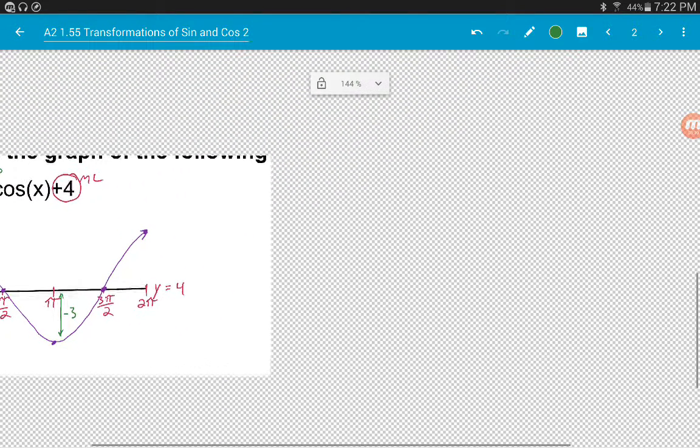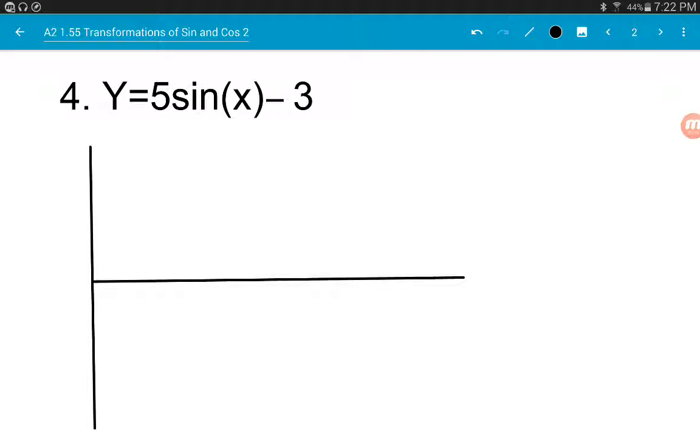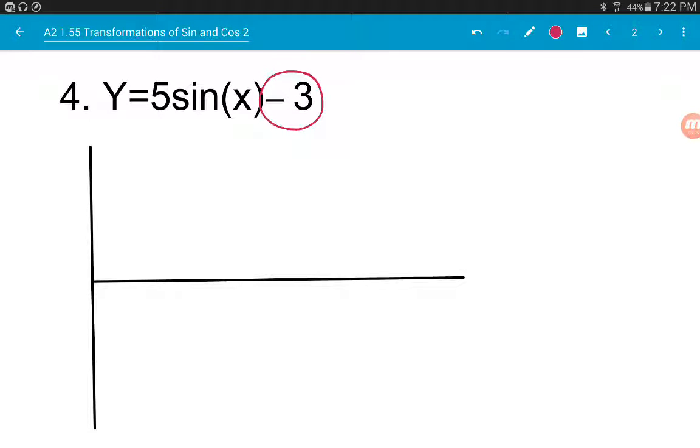Now let's do one for sine. I'm going to need axes again. So I'll draw those on. That'll be my y. Here will be my x, or my midline. My midline is going to be y equals -3.